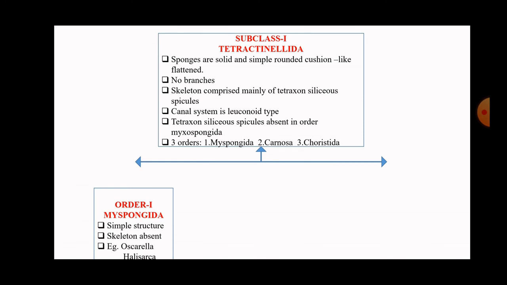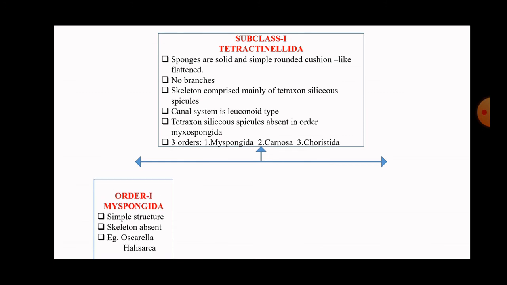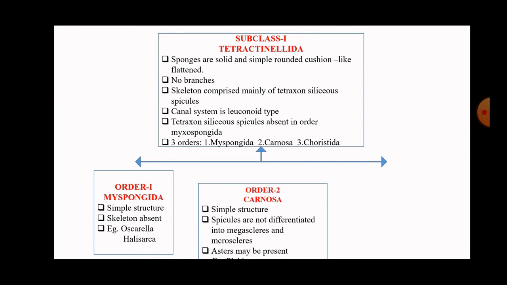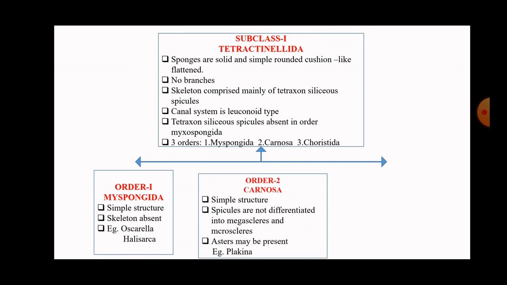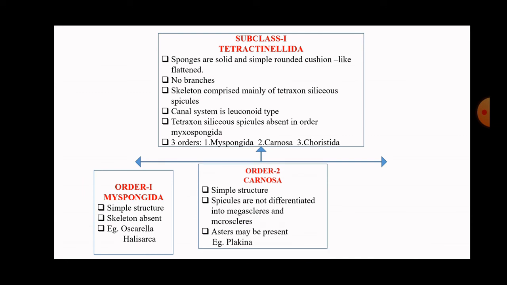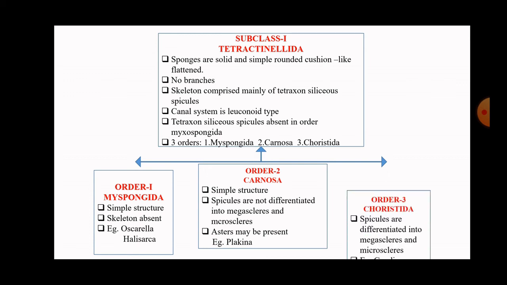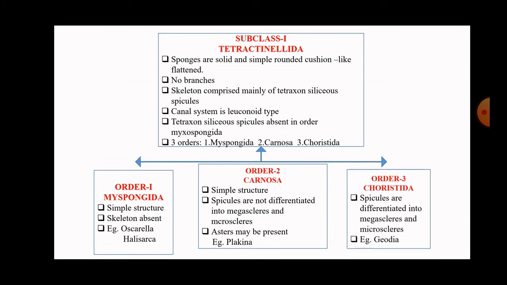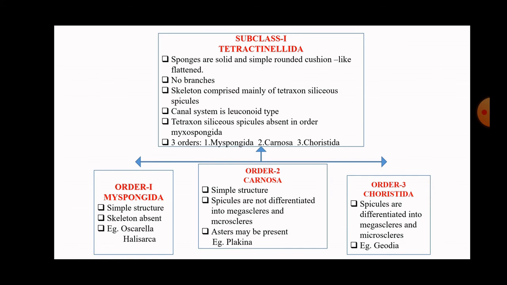Let us see the order Myxospongida. These are simple animals and the skeleton is absent. Example: Oscarella, Halisarca. Let us see the order 2 Carnosa. These are also simple structured animals, and in this group of animals, spicules cannot be differentiated into megascleres and microscleres. Asters may be present in this order. Example: Plakina. Order 3 Choristida. In this order, spicules are differentiated into megascleres and microscleres. Example: Geodia.